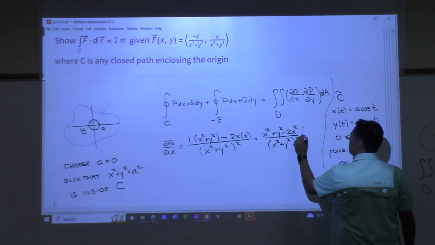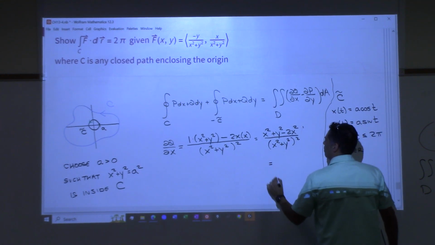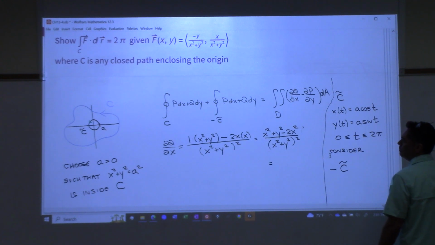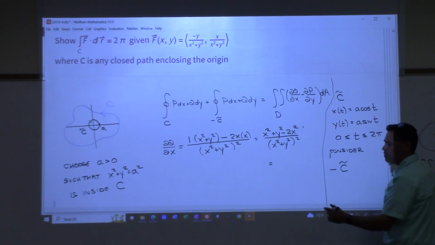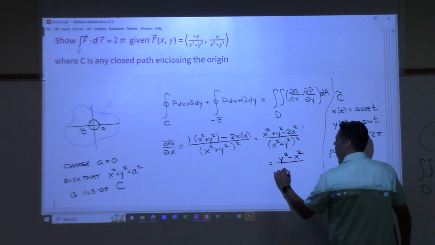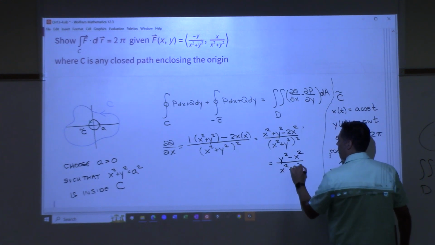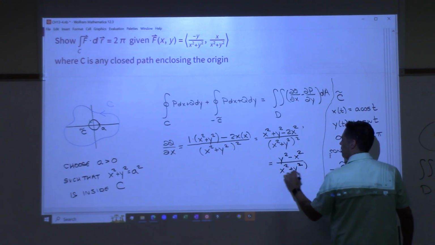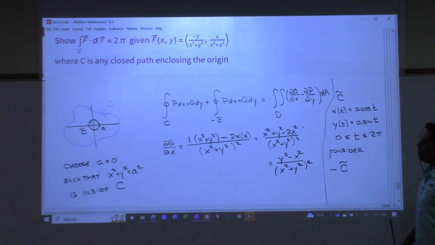One more line. What's that numerator? Negative x squared plus y squared, or y squared minus x squared, however you want to write it. I'm going to write it as y squared minus x squared all over x squared plus y squared, all that squared. Okay, that's the partial of Q with respect to x. Not looking good.